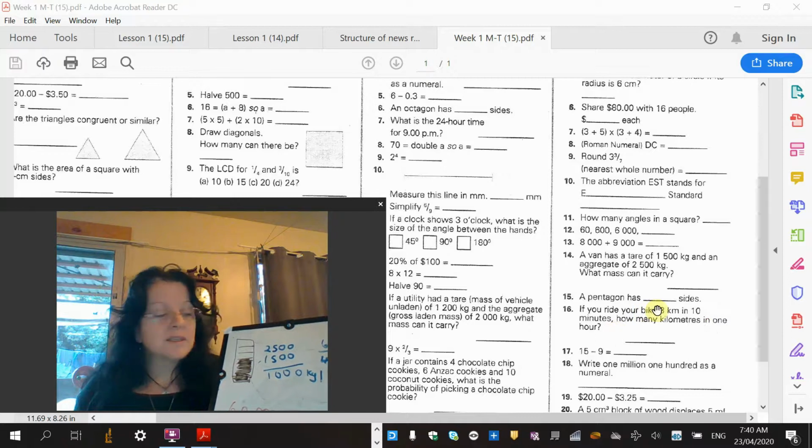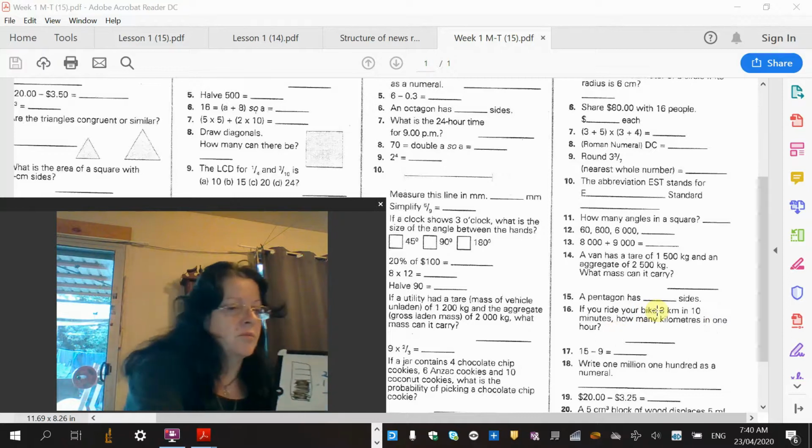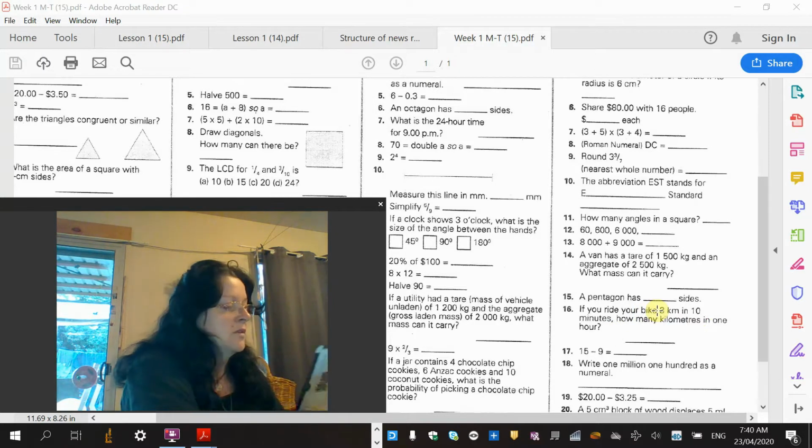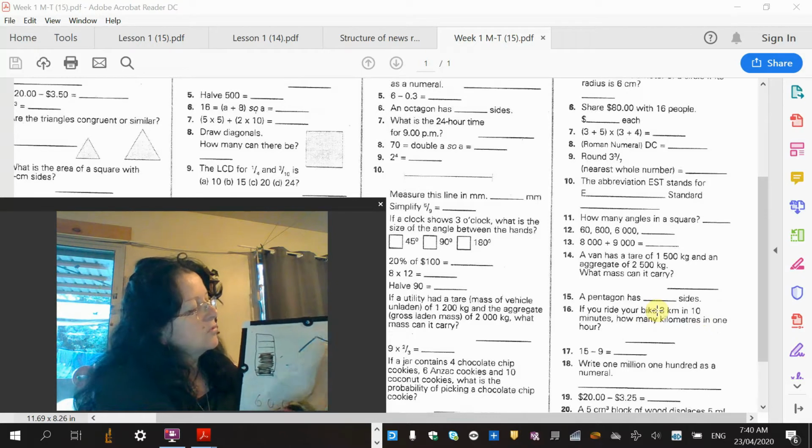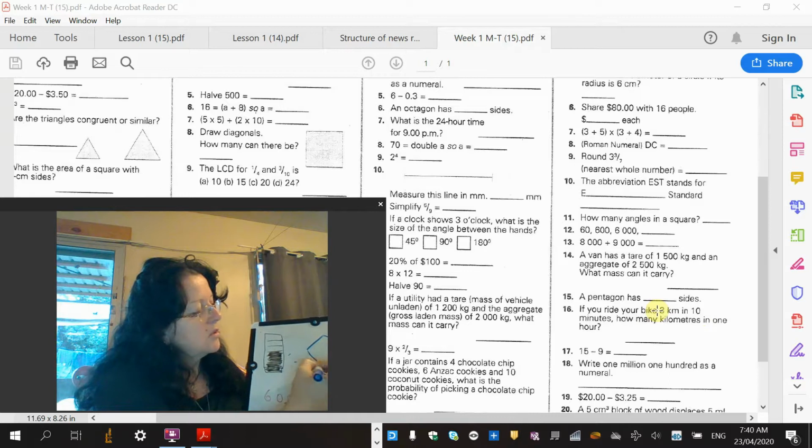Okay, a pentagon has how many sides? And I drew that terrible pentagon before. So a pentagon has got the triangular roof, slightly sloping sides, and then the bottom. So 1, 2, 3, 4, 5.